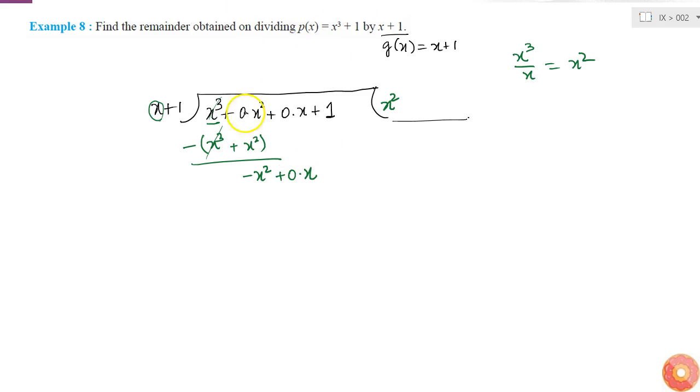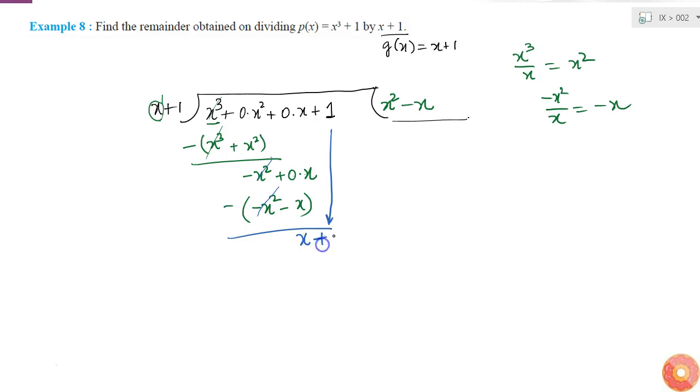Now what will be the second term in the quotient? Here x square has a power of x which is greater than 1, so I can divide it once more. The next term will be minus x square divided by x, which is minus x. So this gives minus x square minus x. If I subtract this, these two cancel, and 0 into x minus minus x is x, and the next term in the dividend is 1, so x plus 1.